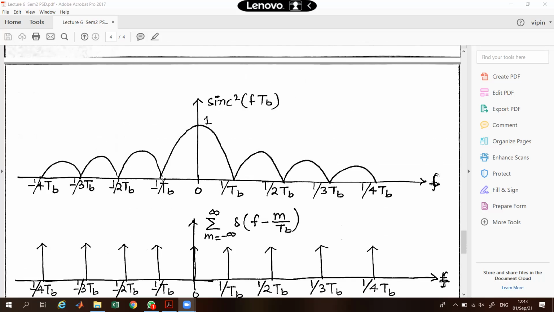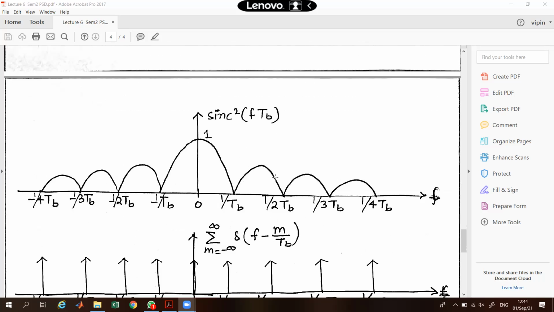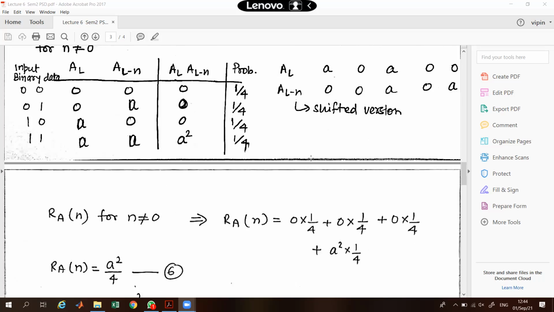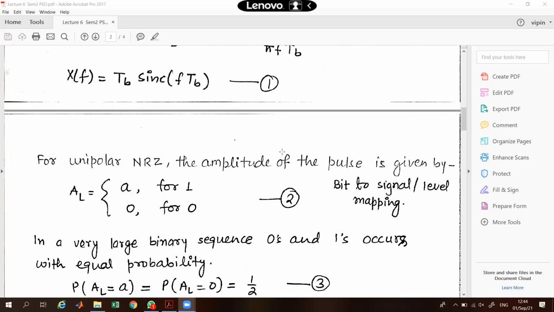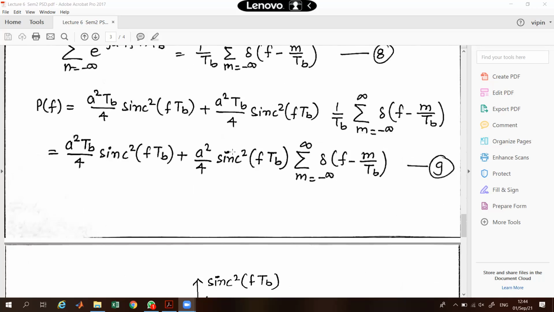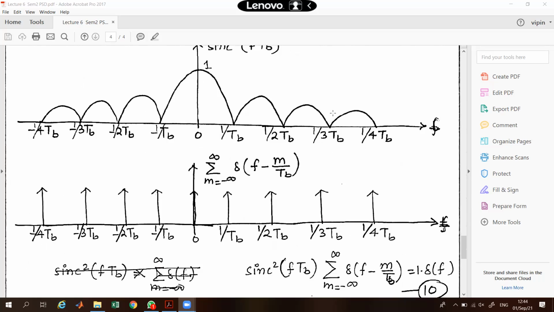Sinc square has a maximum amplitude at f equals 0. If you remember that sin x divided by x for the limit x tends to 0 is equal to 1. Then on both sides, the function amplitude keeps on decreasing. When you increase the value of f, the maximum value which the sine function can attain is minus 1 or plus 1. But when you increase the value of f, the denominator increases, so the complete function will decrease on both sides, like this.